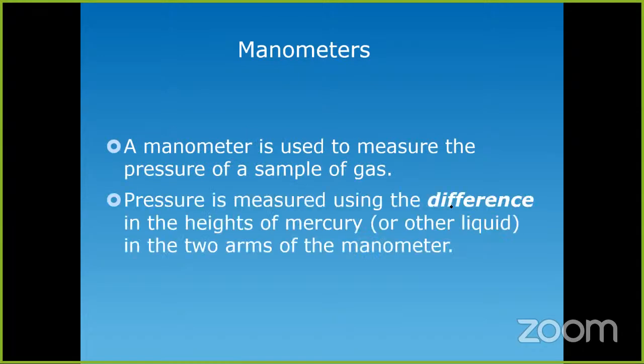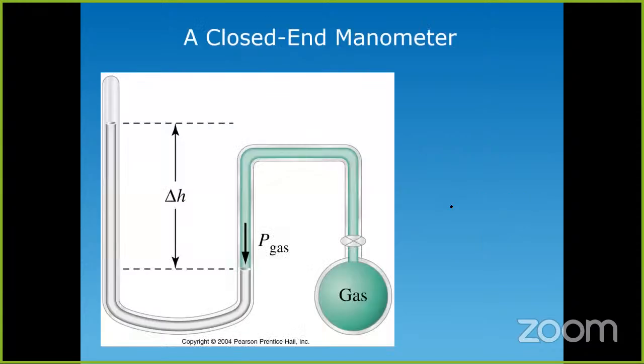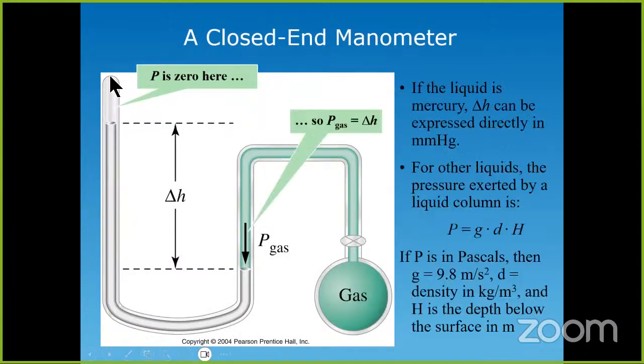Basically, mercury again is used in this particular instrument, but the pressure is measured by using the difference in the heights of the mercury level, or other liquid, but mercury is the liquid of choice, between two arms of the manometer. So the manometer is a U-shaped tube, which looks like this. One end is closed in this particular version of the manometer, but as you're going to see later on, you can also have this end open.